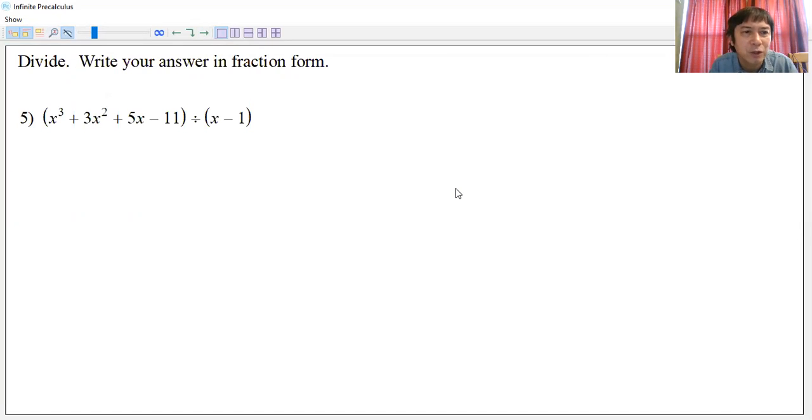Divide. Write your answer in fraction form. Okay, let's start the solution. We have x minus 1, the divisor. Let's write beside it the dividend. This is x cubed, let me just put the 3 later, and this is 3x squared plus 5x minus 11. Now I put the cube, this is to the 3, and this is to the 2. Okay, and then we have the division symbol there.